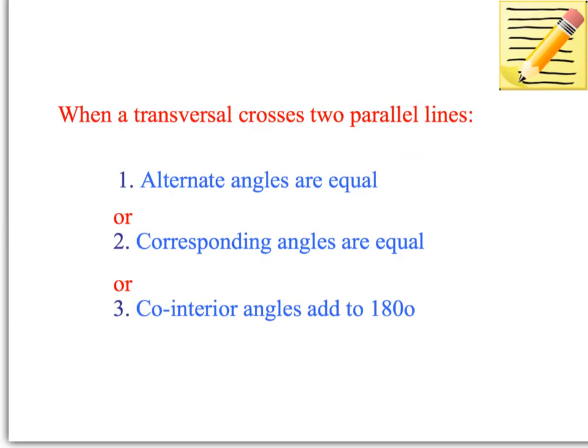Alright, so remember we're talking about parallel lines, so only when the transversal crosses two parallel lines, alternate angles are equal, corresponding angles are equal, and co-interior angles add to 180 degrees. So these are summarising what we've learnt in this lesson.